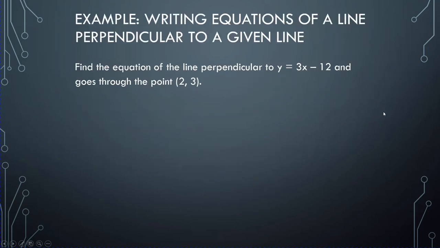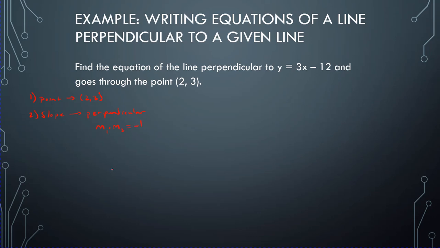Let's find the equation of the line perpendicular to y equals 3x minus 12 that goes through the point 2, 3. Again, you need a point. Well, we've got that. The line I'm looking for goes through the point 2, 3. But what I need is the slope, and all I know is they're perpendicular. So when I take m1 times m2, it's got to be equal to -1.